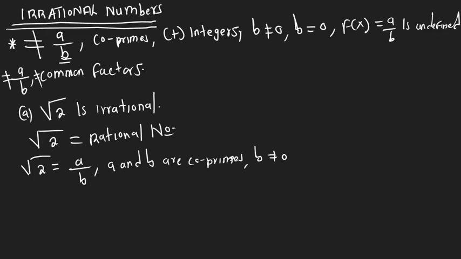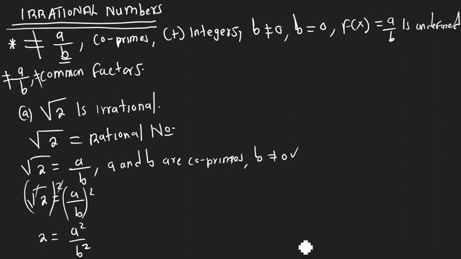Then you should be writing what I'm writing here. Don't just write things like that. Write whatever I'm writing. Then when you do this, you can now solve. You are going to get something like a over b. If you cross multiply, you are going to get 2b power 2 equal to a power 2.